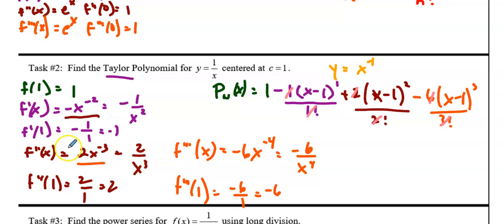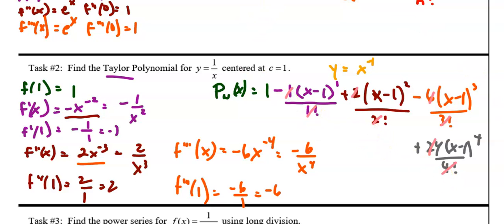If we were to do one more term, we would have gotten positive 24, x to the negative 5. If we plugged in, we would get a plus 24. So our next term would have actually been plus 24, x minus 1 to the 4th over 4 factorial. And you would notice that, again, 4 factorial is actually 24. So what's going on here?